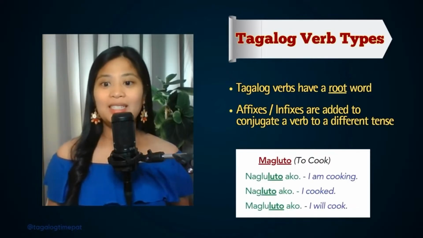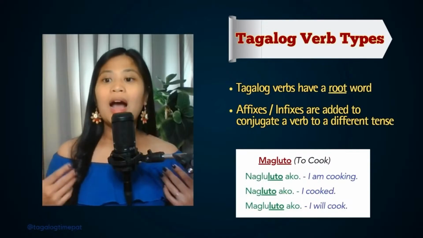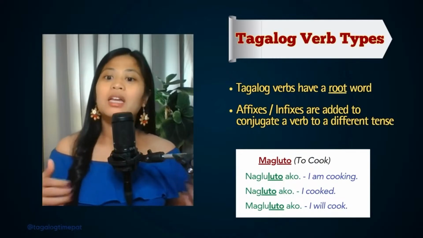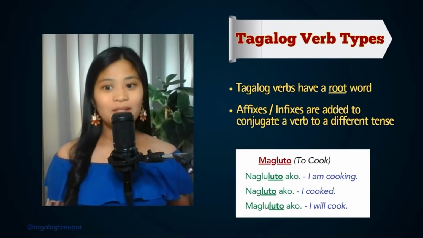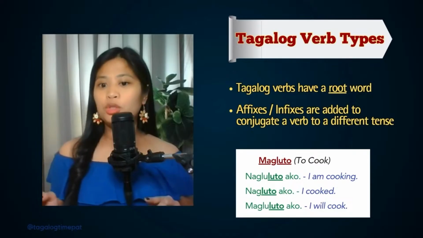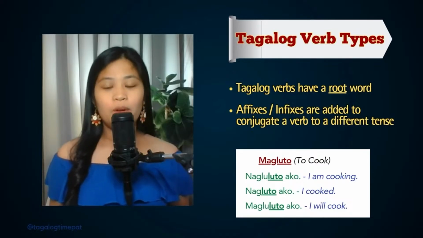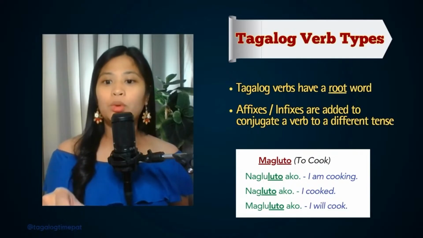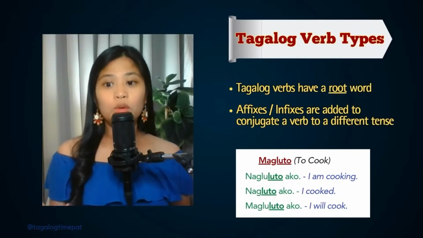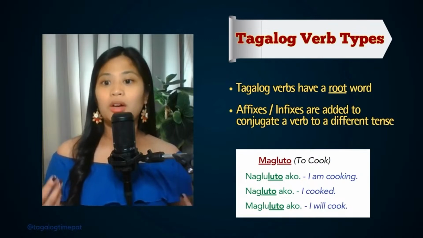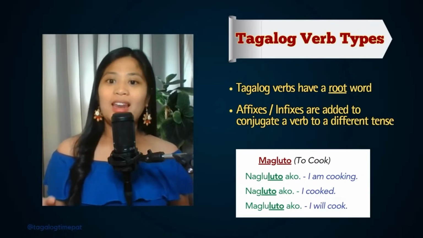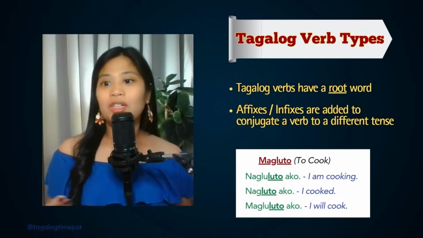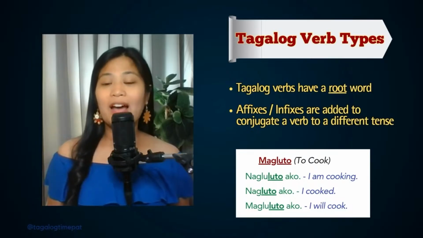In the present tense, it's nagluluto ako. I am cooking. In the past tense, nagluto ako. I cooked. In the future tense, magluluto ako. I will cook. And I've underlined and bolded the root here. So luto, that's the root word of to cook. And then an affix is usually added to indicate the different tense. So you can see the different affixes there.